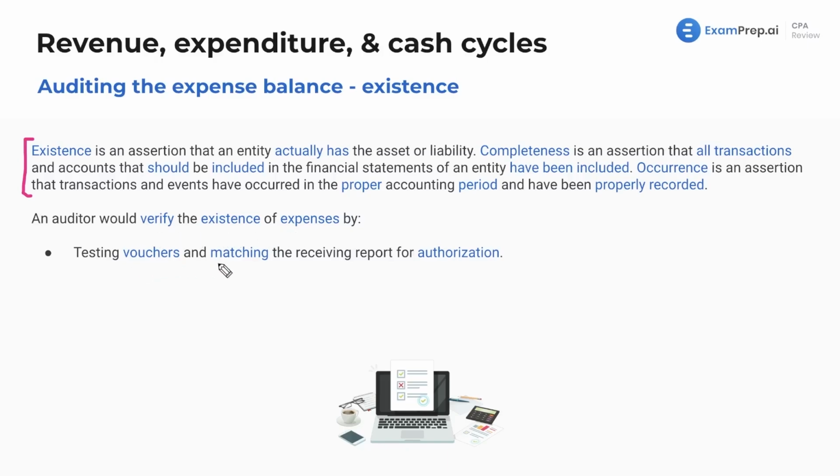You're going to test vouchers and match them to the receiving report for authorization. Vouchers are going to have the actual expenses that they've incurred. Going to match to the receiving report, make sure everything here was properly authorized, which is going to help you with the assertion of existence.